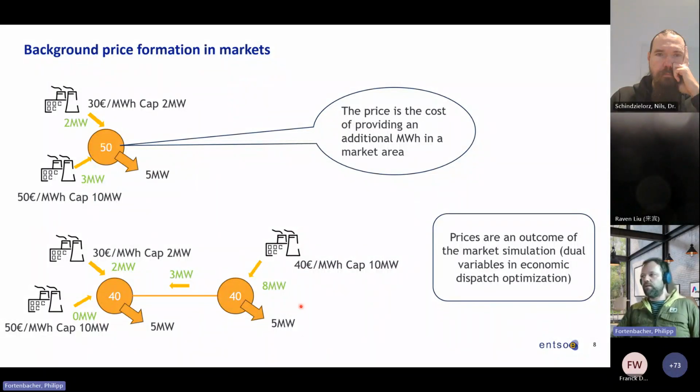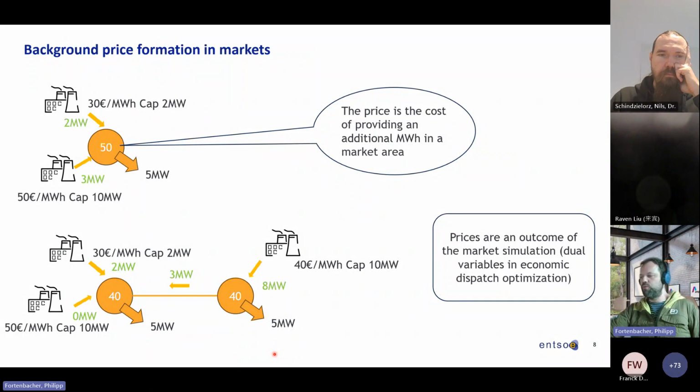And this is then basically the concept of how we determine the prices in the system. Now you can also think of larger systems, and then it will be really complex. For this reason, we just have two market nodes to show you the concept of how this works.